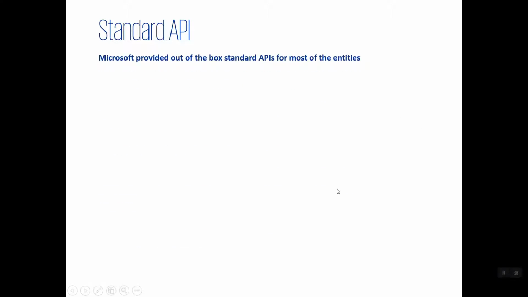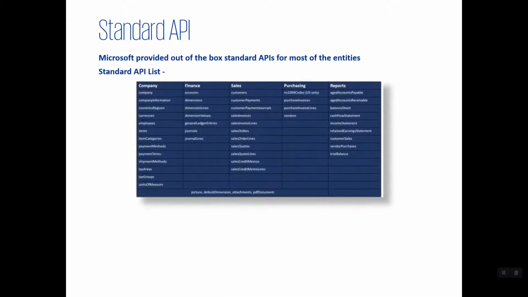So Microsoft has provided out of the box standard APIs for most of the entities, which we can see in the list of entities here. If you talk about companies, company is one entity. We can get the company information details. So company information, countries or region, currencies, employees, items. If you talk about finance related entities, sales related entities, purchase related reports, all these standard APIs are already available. We just need to call them to get the information.